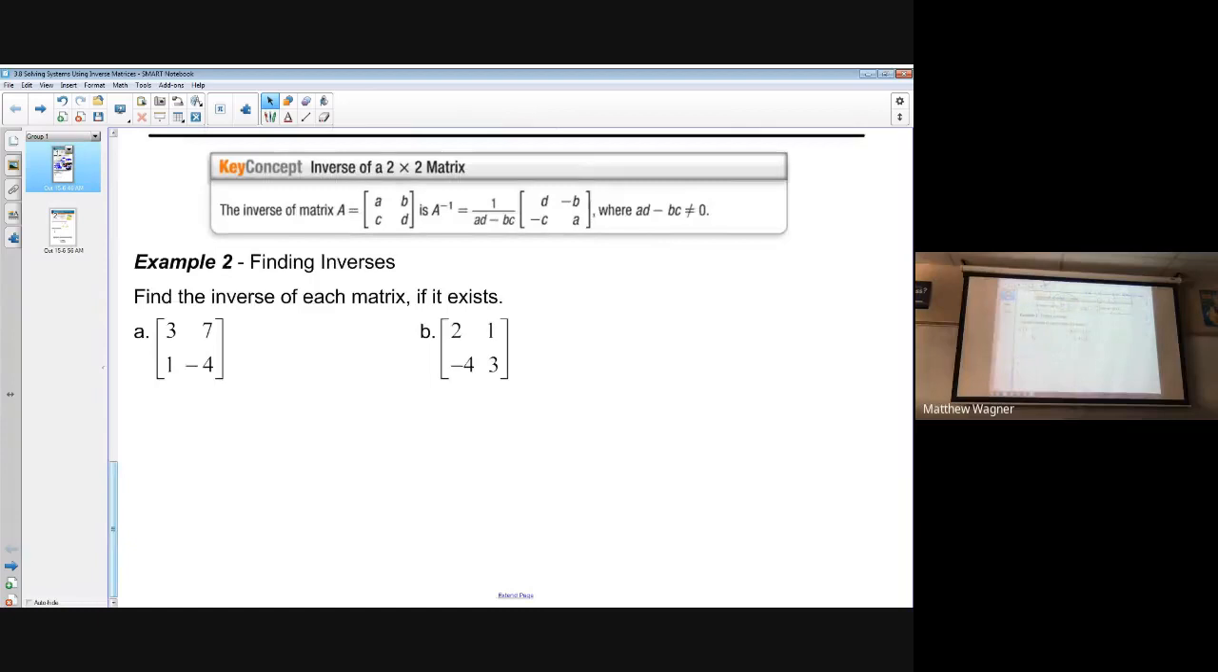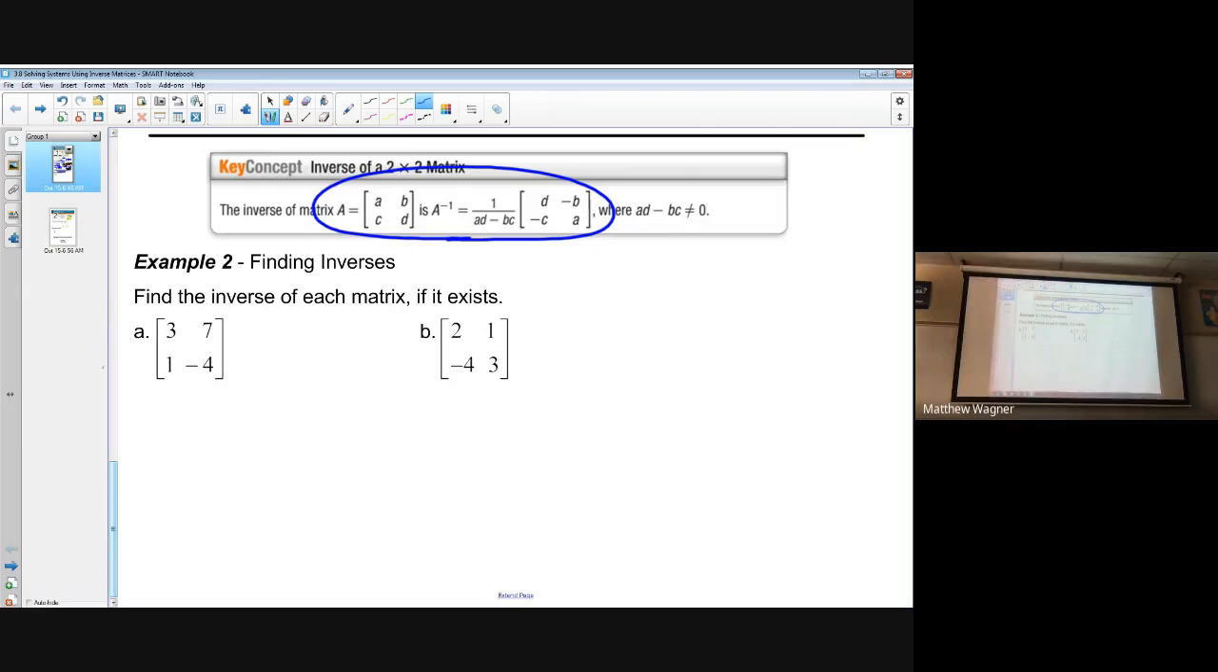All right. So the next piece we're going into is finding the inverse of a 2x2 matrix. This pattern is something you will need to remember. It does involve determinants, so keep that in mind. But this pattern, once you do it a few times, honestly, it will stick.